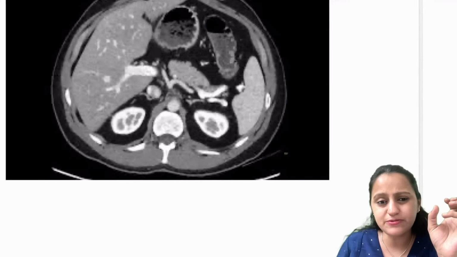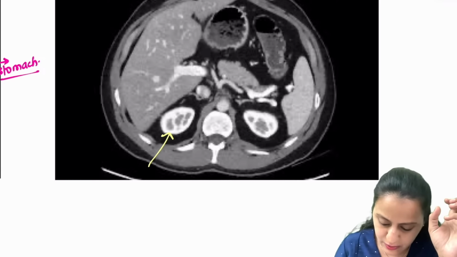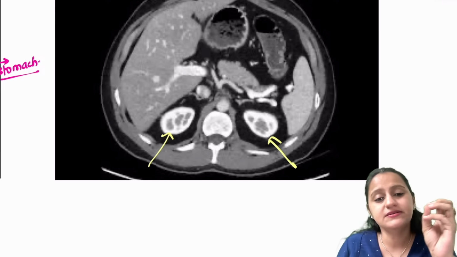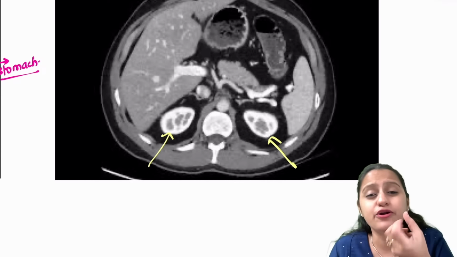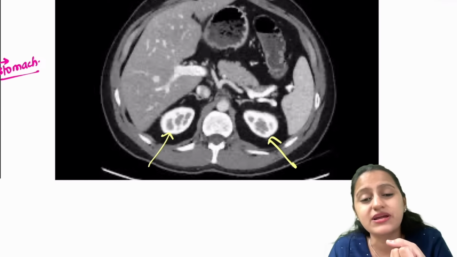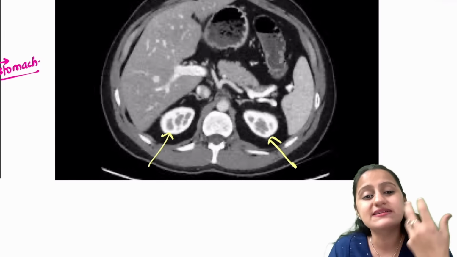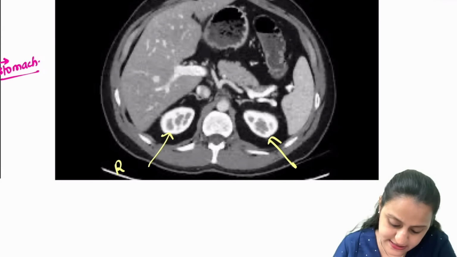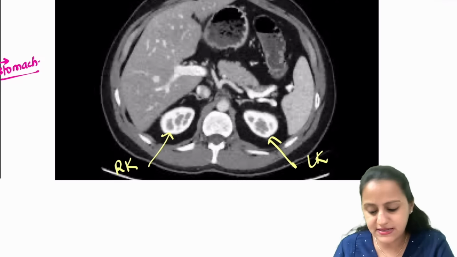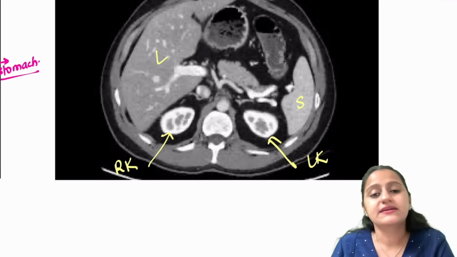Look at this one here. What is this? You can see that this organ is having a lot of white appearance because it is concentrating the contrast. The contrast is excreted via the kidneys. This is the right kidney. This is the left kidney. This is the spleen. This is the liver.